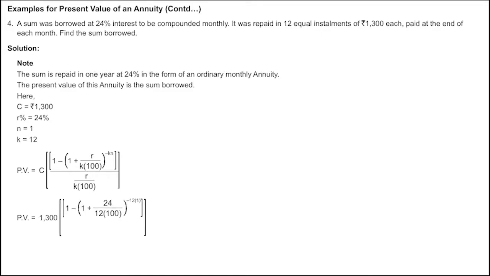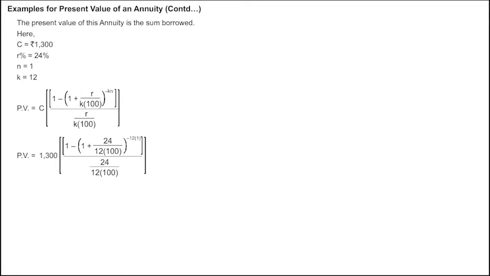So inside the bracket we get 1 minus, again open the bracket, 1 plus 24 upon 12 into 100 whole raised to the power minus 12 into 1, because K is equal to 12 and N equal to 1. And in the denominator we get 24 upon 12 into 100. Now when you simplify the denominator, that is 24 upon 1200, you get it as 2 upon 100. And this 2 upon 100, when it is taken to the numerator, it becomes 100 upon 2. So we get 1,300 into 100 upon 2. And what remains in the bracket? 1 minus 1.02 whole raised to the power minus 12.